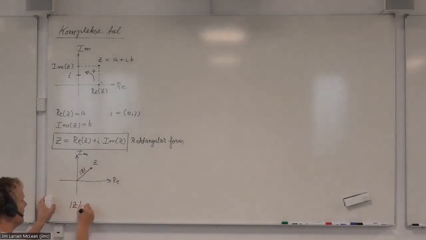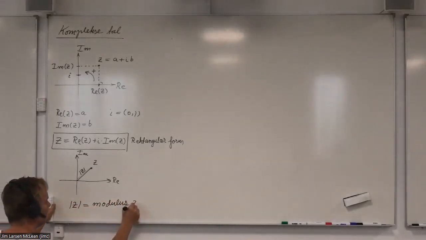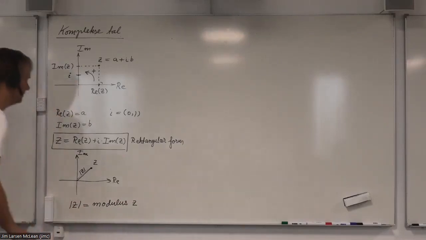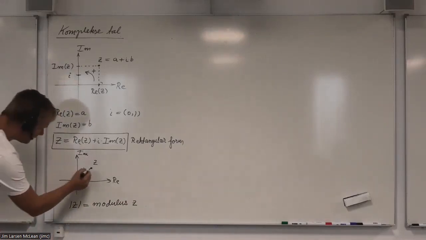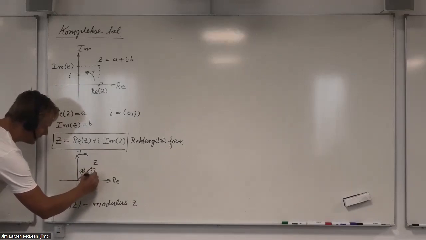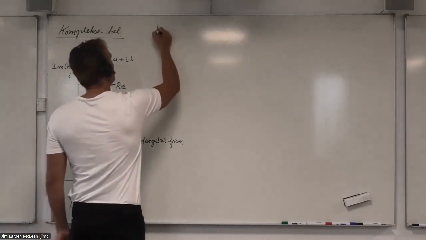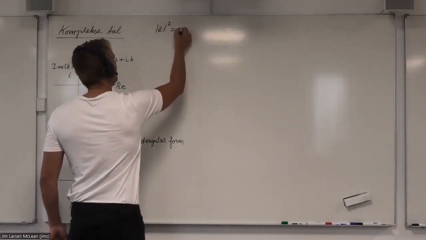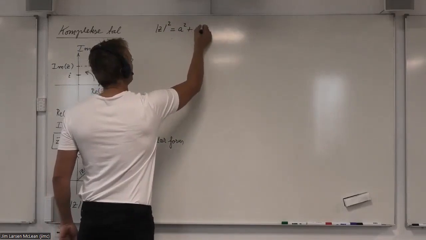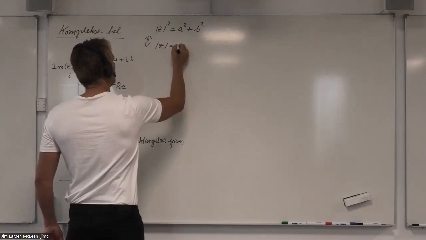The modulus is written with 2 vertical lines. We'll see that again. So it's modulus z. And if you want to find modulus z, you can use Pythagoras on this right-angled triangle, because here was the number a, and this distance corresponds to the number b. This means we can use Pythagoras such that modulus z squared is equal to a squared plus b squared. And this means that if we want to find modulus z, we can just take the square root on both sides.